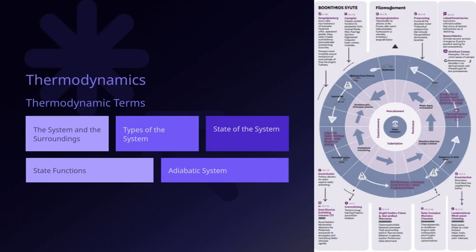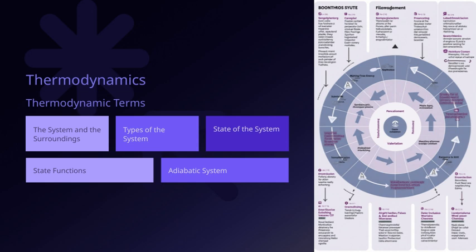Let's take a closer look at the current state of the system. When we talk about a system in thermodynamics, we're referring to a specific part of the universe that we choose to analyze. Understanding its state is crucial because it tells us the system's condition at any given moment. Now, within this framework, we often consider adiabatic systems. These are systems where no heat is exchanged with the surroundings, which simplifies many analyses and helps us focus on work interactions and internal energy changes.